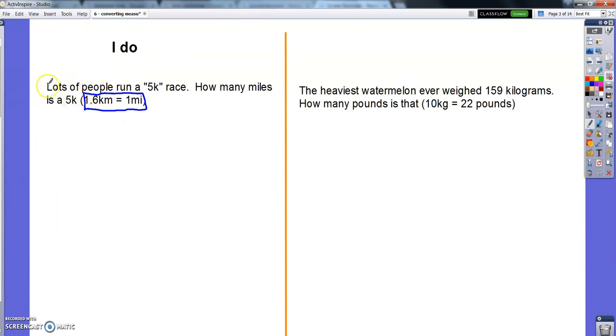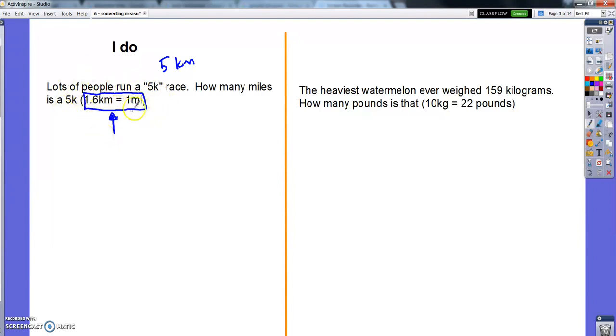So, example, lots of people run a 5K race. You've probably heard, I'm going to run a 5K or do a 5K. How many miles is a 5K? And in these kinds of problems, you don't have to worry about memorizing any conversions. They'll give them to you. But we want to solve this: how far is a 5K, which is 5 kilometers, if you've never heard that term before. And a mile is equal to about 1 6/10 kilometers. It's a little more than 1.5 kilometers make a mile.